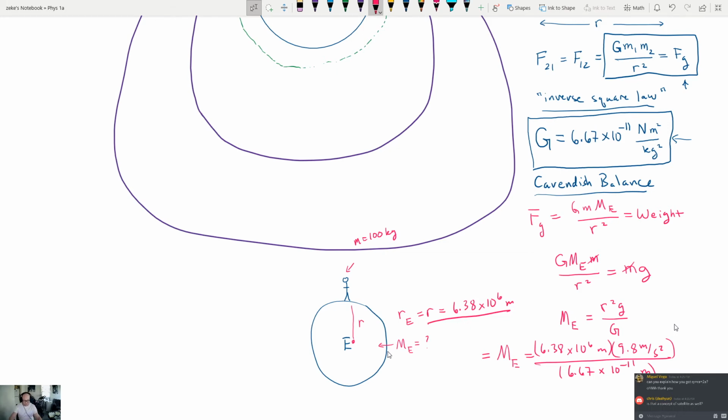Oh, I left something out. The radius is squared. This should be squared right here. Sorry about that. So what I got was 5.98 times 10 to the 24. Do you all agree?